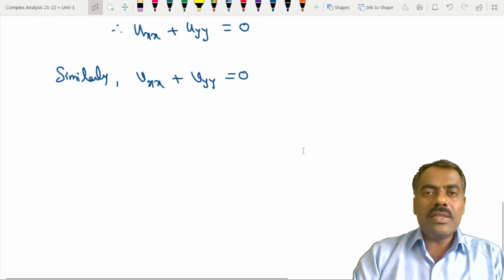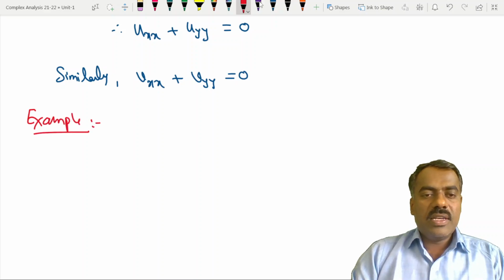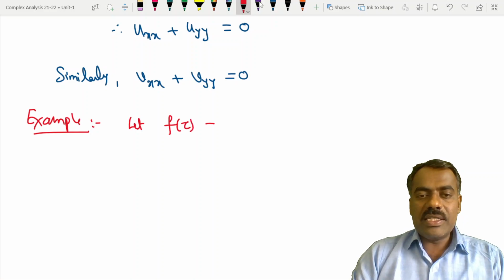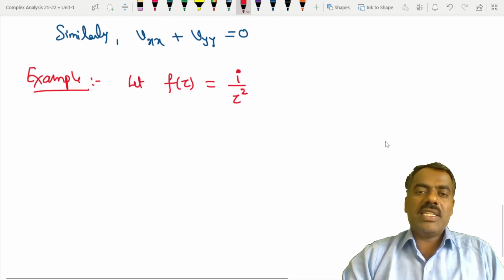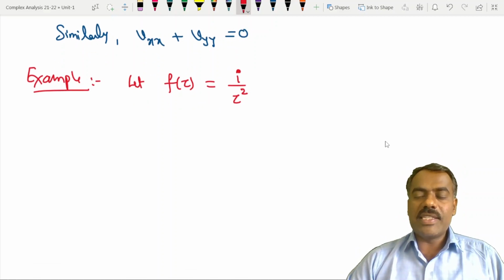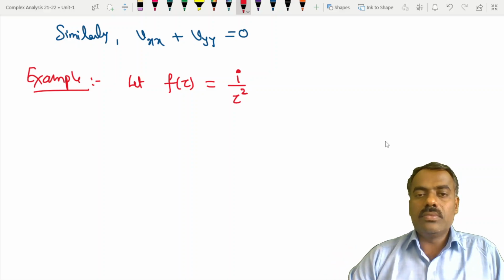So let us take an example to understand this. Take f of z equal to i upon z square. What can you say about this function? Is it analytic, and if at all it is analytic, where? Where is the problem for this function? The problem is at z equal to 0, right? Other than that, it is a rational function. We know it is analytic. Yes or no?